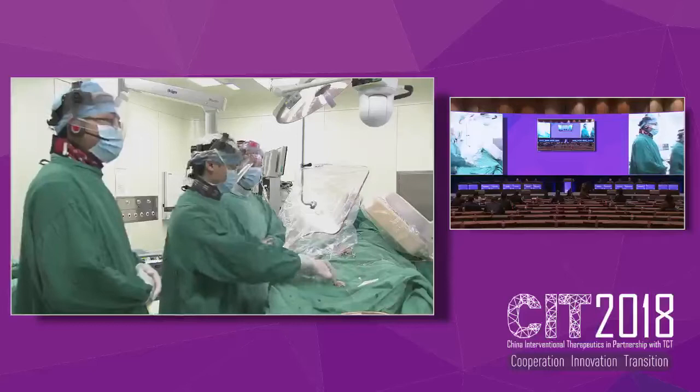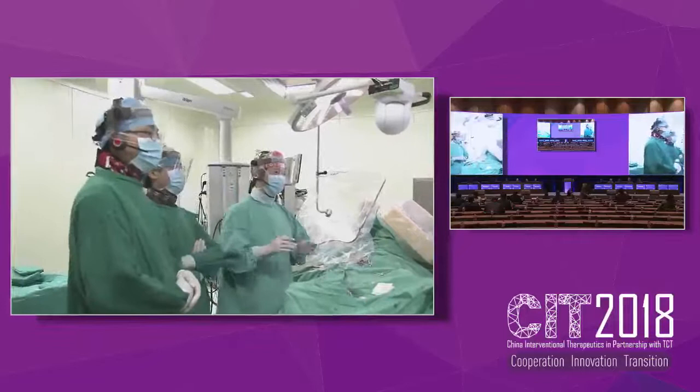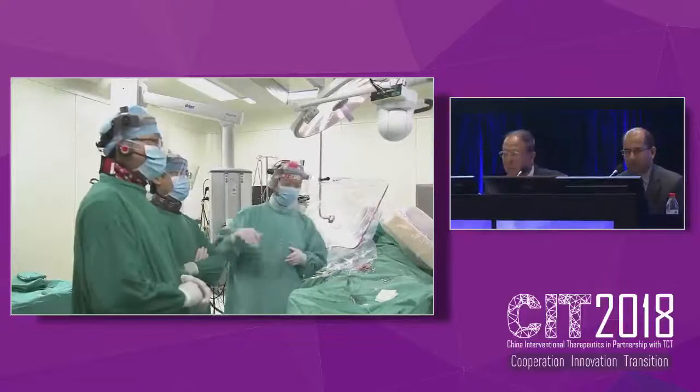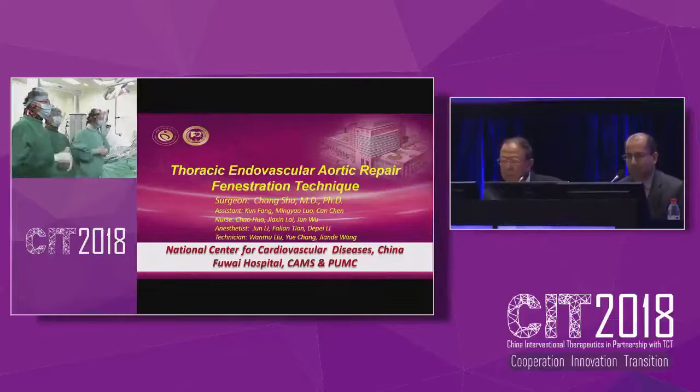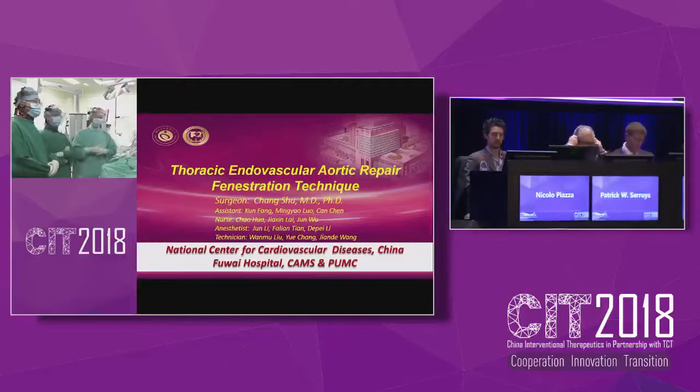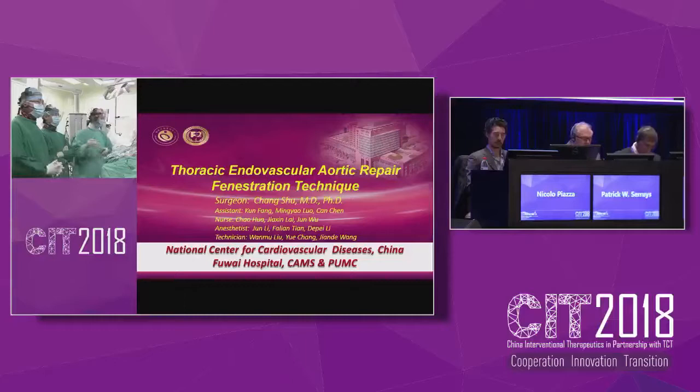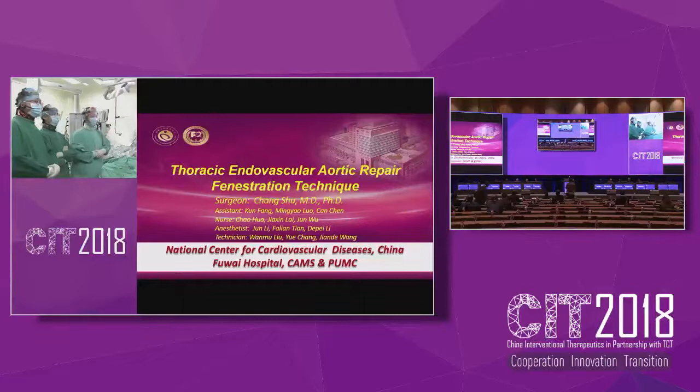So I'm Dr. Shu from Fuan Hospital. It's my great pleasure to introduce my fellows and staff. On my right hand is Dr. Lo Mingyao, Dr. Fang Kun. The nurses here are Cheng Cha, Hua Cao, Lai Jiaxin. Our technician is Liu Wanmu. Also, the anesthetist is Dr. Li Jun.